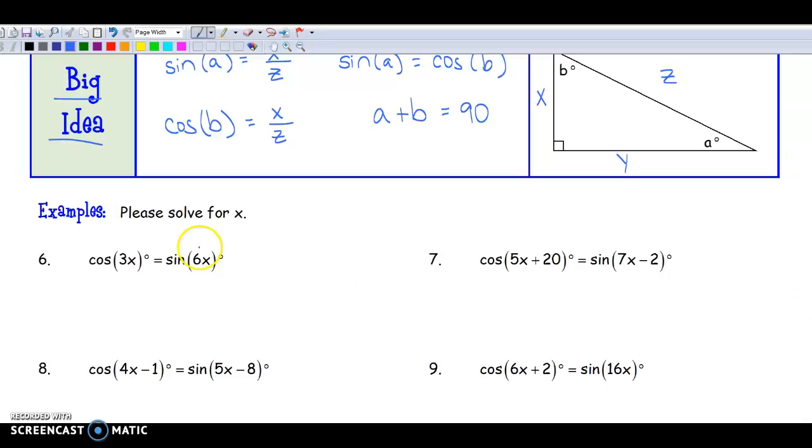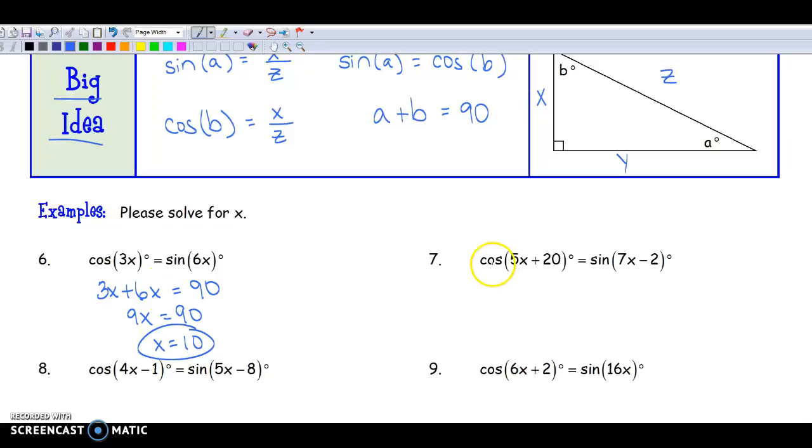So if you look at these problems down here, we got the sine of one angle equals the cosine of the other angle. If you have this situation, we know that those two angles, whatever they are in the parentheses, add up to equal 90. They're complementary. So in this problem, 3x plus 6x is going to equal 90. And then you solve for x. So you get 9x equals 90. X is going to be 10.